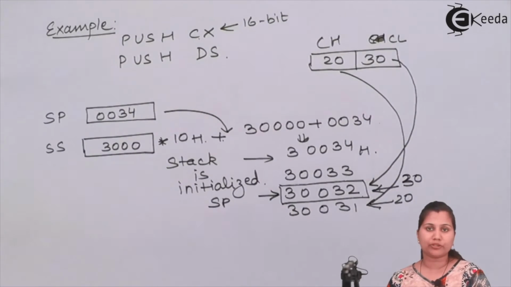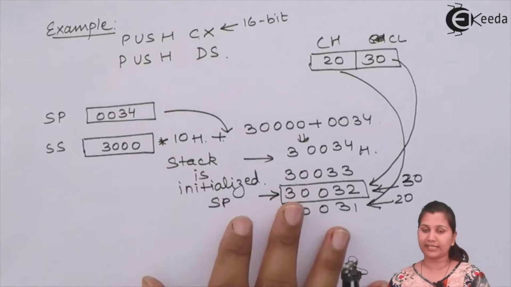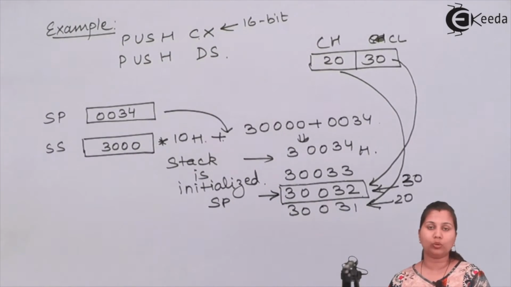So whenever this push instruction is used, the stack pointer, wherever it is initialized, is decremented by 2, and then the contents of the source register will be stored in the stack. So always remember that you have to decrement the address by 2 in the case of the push instruction.